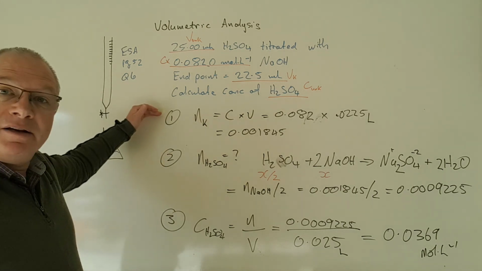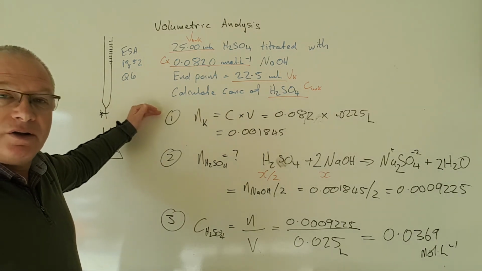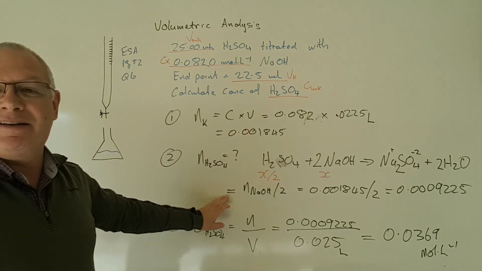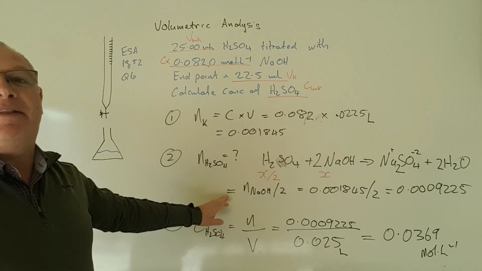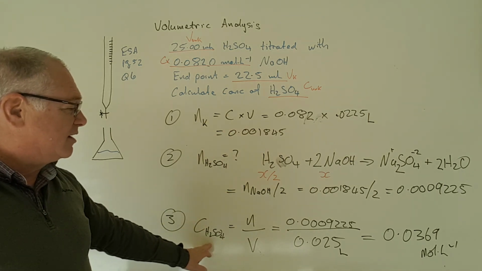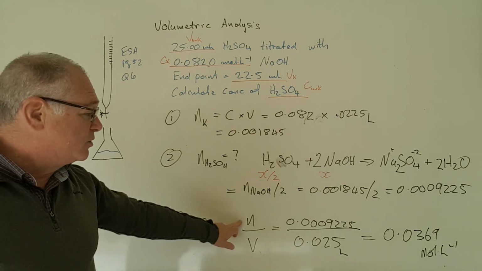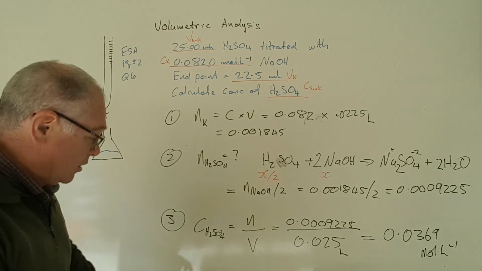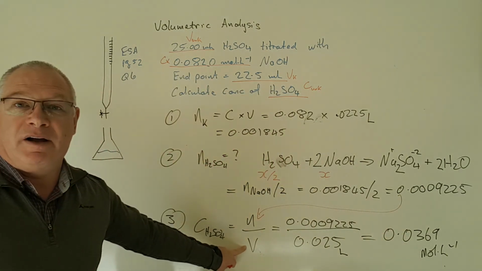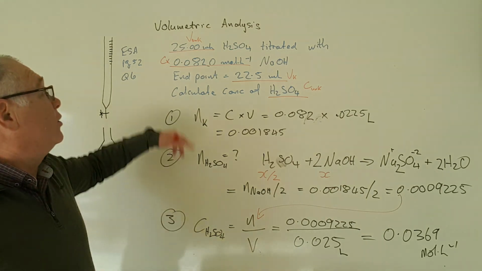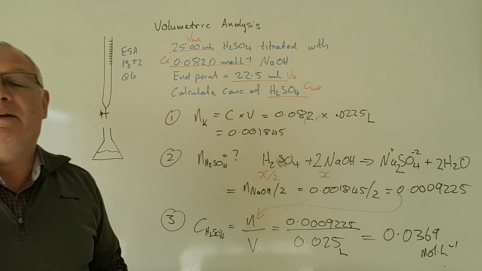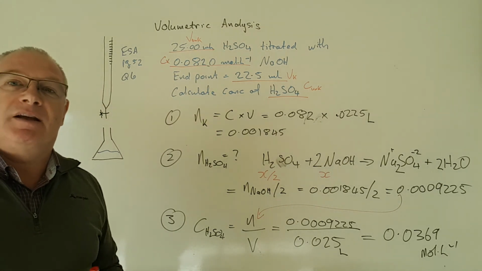Step 1, number of moles of the known solution. Step 2, from the balanced equation, you work out the number of moles of unknown that must have reacted with it. Step 3, the concentration is simply then the number of moles of the unknown, which we work out from here, and the volume of the unknown, which we're given, and it's a simple division to work out the concentration. Simple as that.